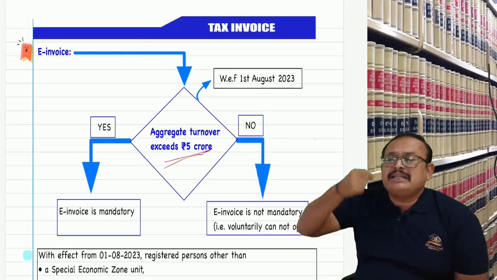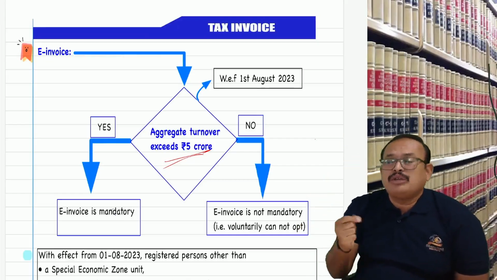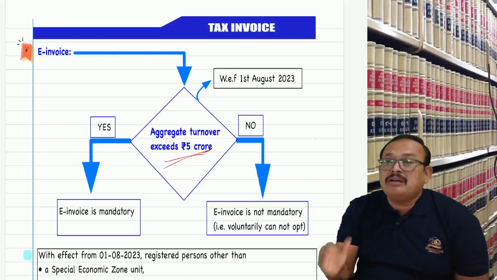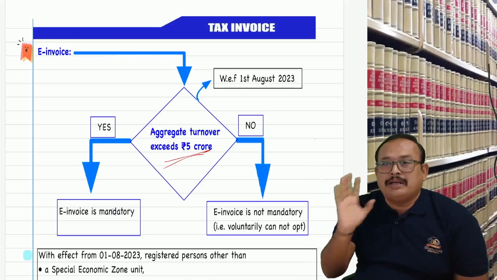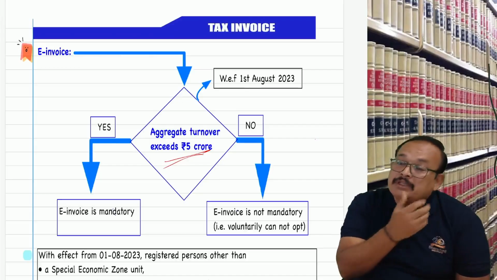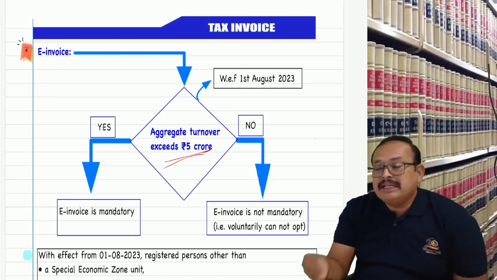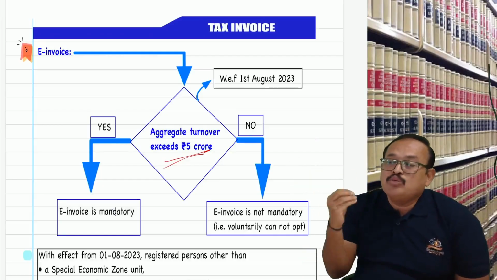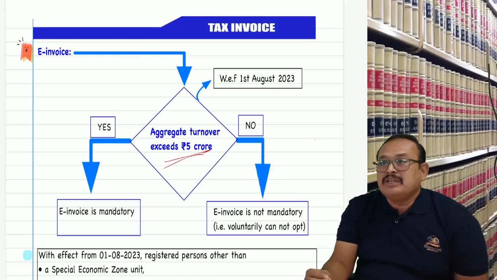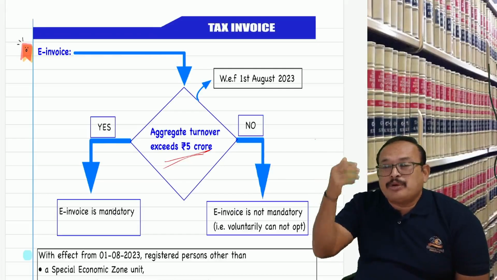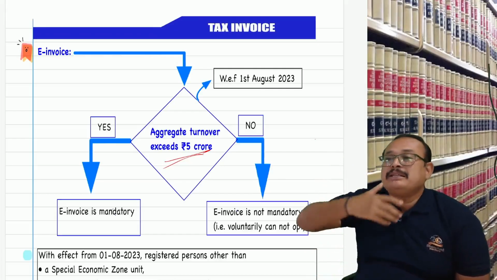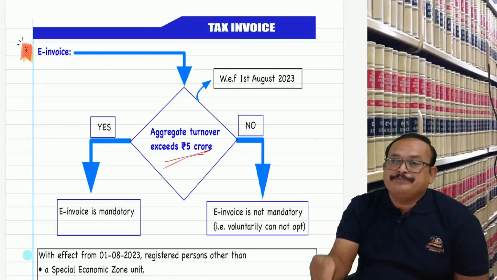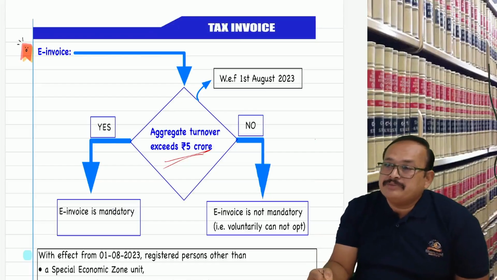Sir, my turnover has not exceeded 5 crores, but I want to issue the e-invoice. Is it acceptable? Absolutely not acceptable. On an optional basis, you can't opt for e-invoice. Further, the important point here: the e-invoice is generated on a separate IRP portal, the invoice reference portal. There are INV 1, 2, 3, up to 6 portals, and they are being developed to meet the demand of taxpayers, generating the e-invoice through the IRP, invoice reference portal.